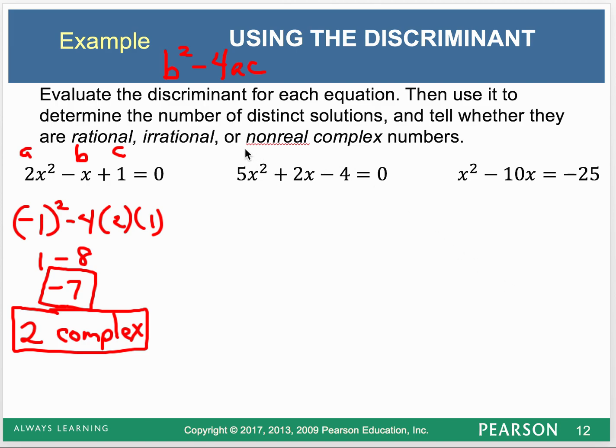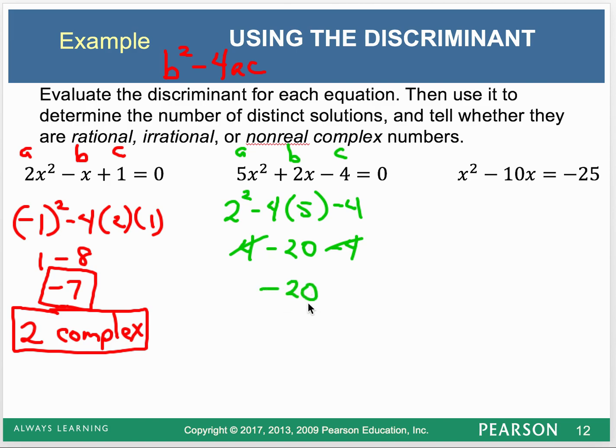All right, here we go. A, B, C. So b squared minus 4 times a times c is 4 minus 20 minus 4. Well, there's 4 minus 4, so this is negative 20, which again gives me 2 complex.